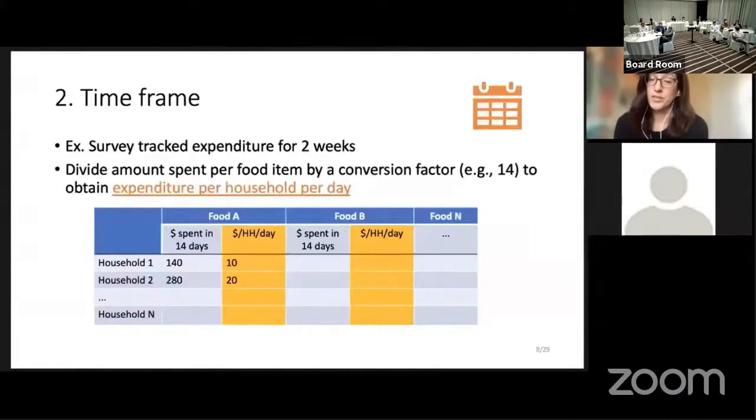The second step is much simpler. Household budget surveys track food expenditure in a specific time frame. So if the survey is based on a 2-week period, dividing the amount spent per food item per household by 14, we'll transform the data into a per day basis, which is what we want.